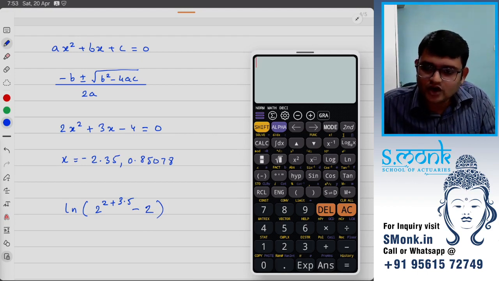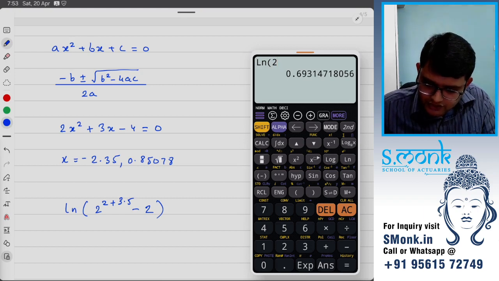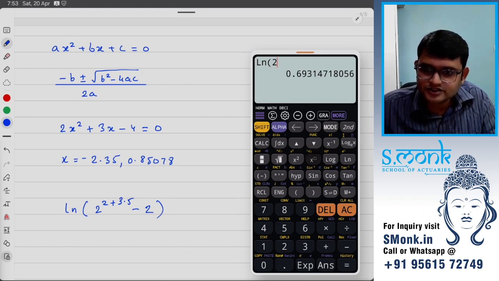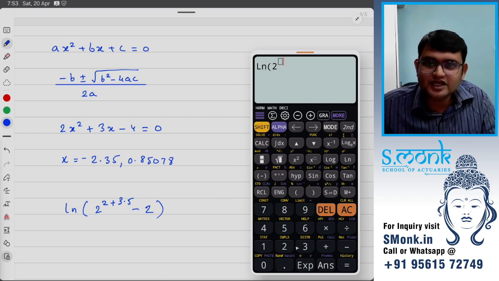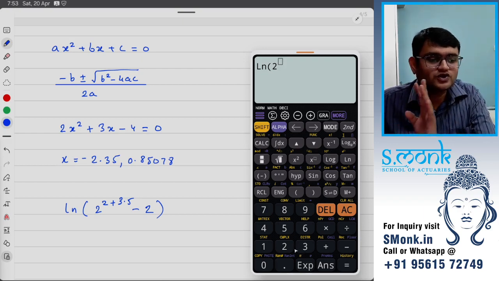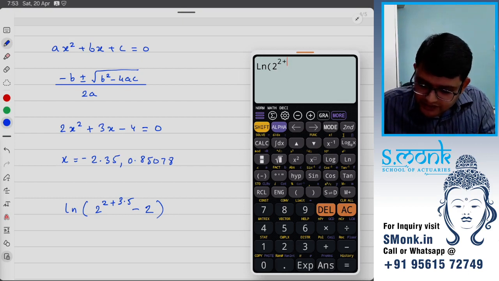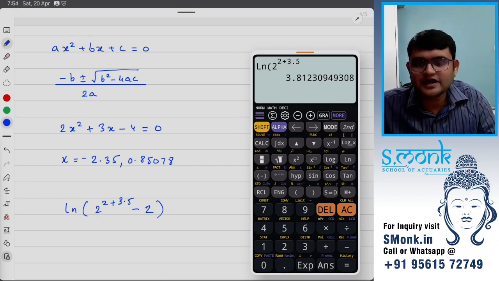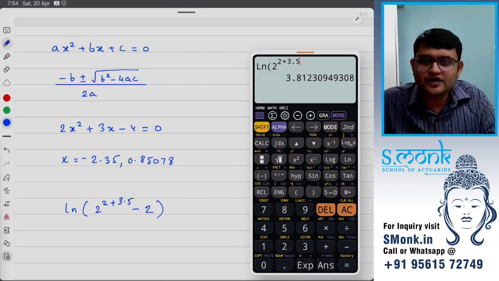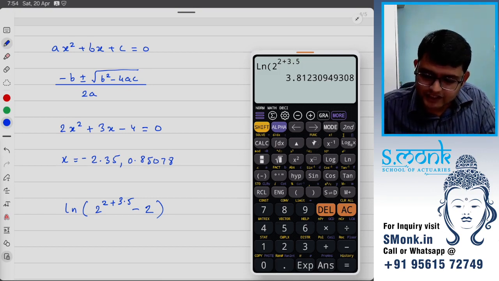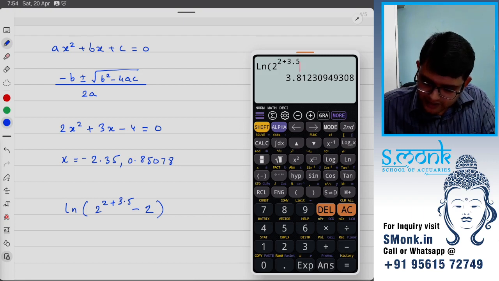I'll press log. For log, I will have this ln. Ln is natural log, that is log to the base e. Then 2 raised to, for raised to again x box. Now I can make an equation in this box itself. I don't need to just write one single value. I can say 2 plus 3.5. That all came in the power. Now I just press the down button to come down from that power. You can see the cursor is now down here. Say minus 2, bracket close, is equal to.